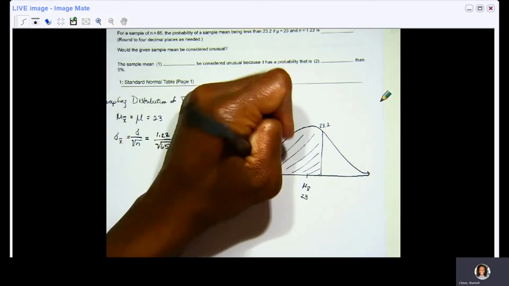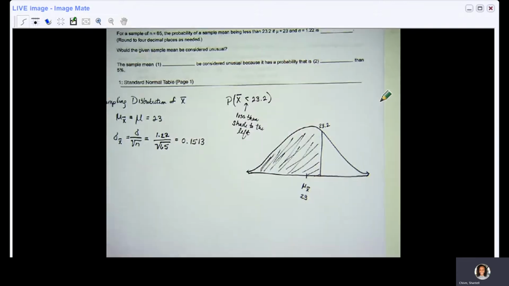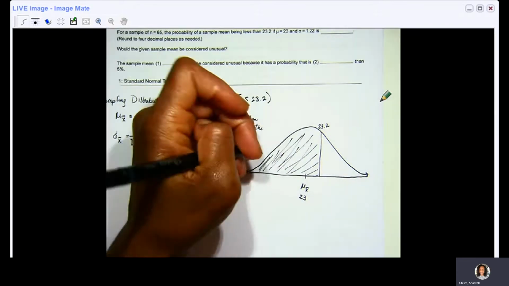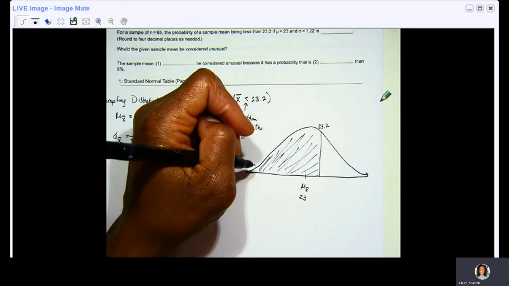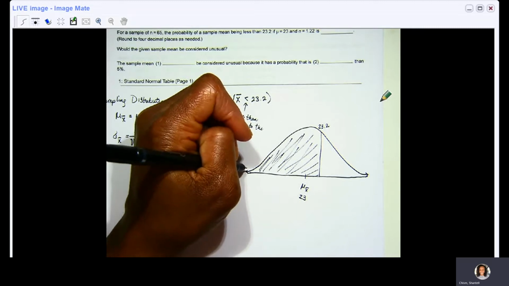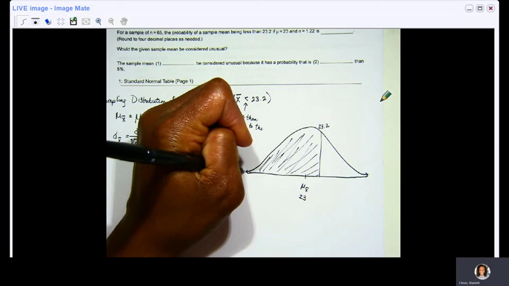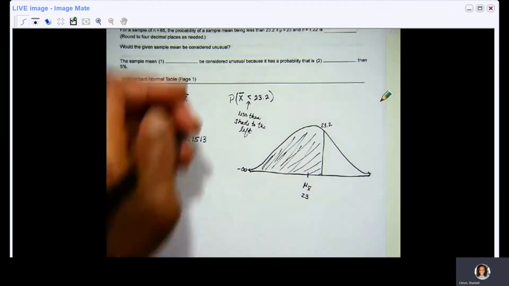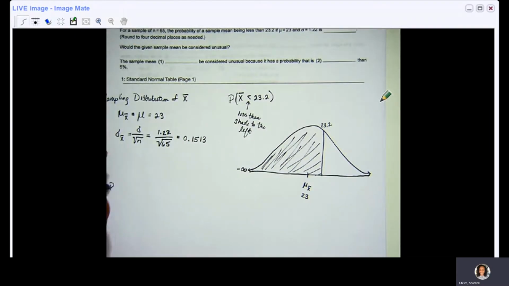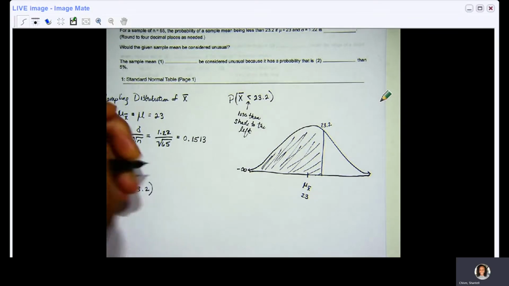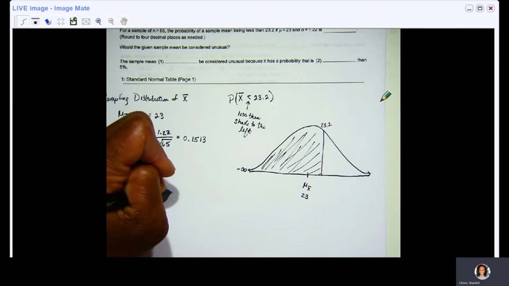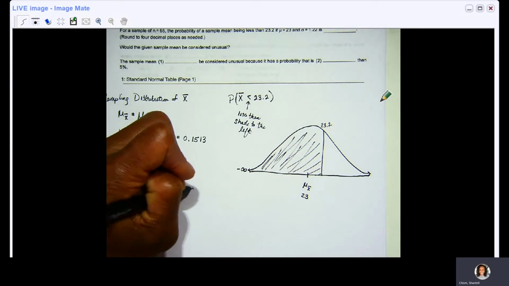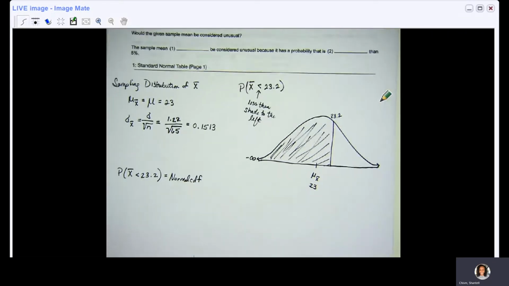Okay, so there's my shaded region. And when I shade to the left, I am shading to this tail end, all the way to this left tail end, approaching negative infinity. Okay, so my probability statement, probability that X bar is less than 23.2, is going to equal normal CDF, because I'm going to use normal CDF. Remember to get the area under the bell-shaped curve.